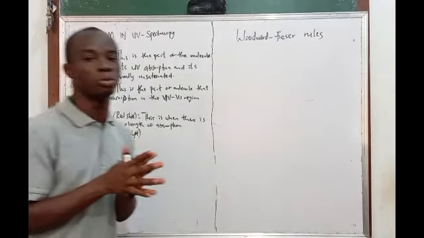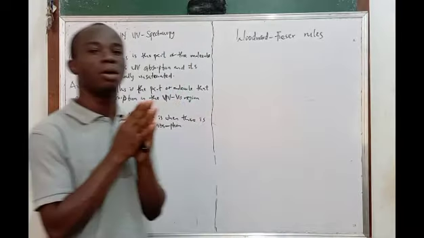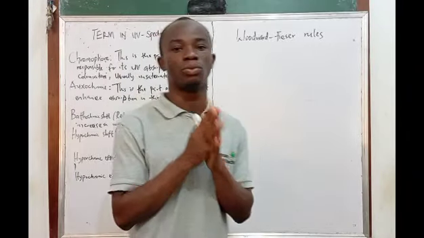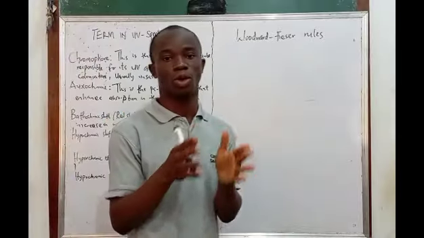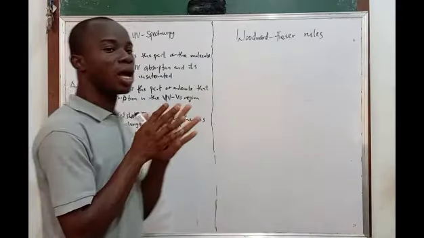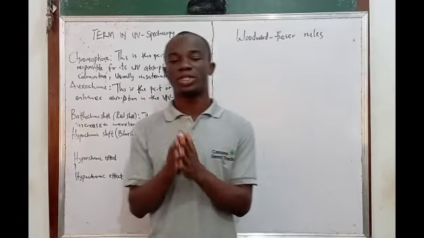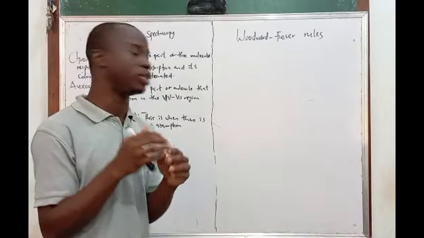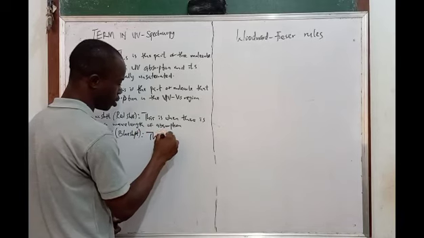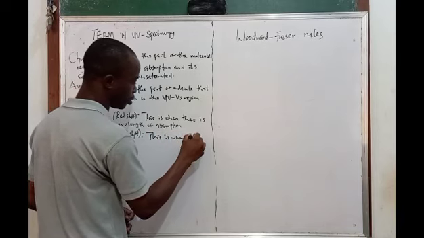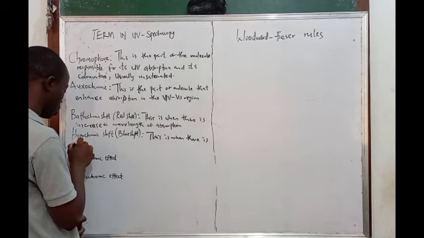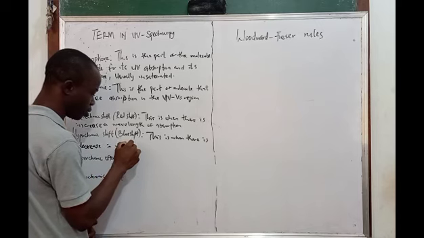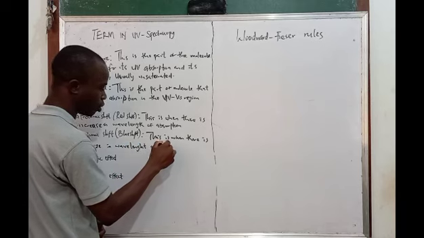So the next one, hypsochromic shift. Hypsochromic shift is like the opposite of the bathochromic shift. It occurs when there is a decrease in wavelength of absorption, which can also occur due to several reasons. And like I said, if there is a decrease in wavelength, that implies that the energy of absorption has also increased. So this is when there is a decrease in wavelength of absorption.